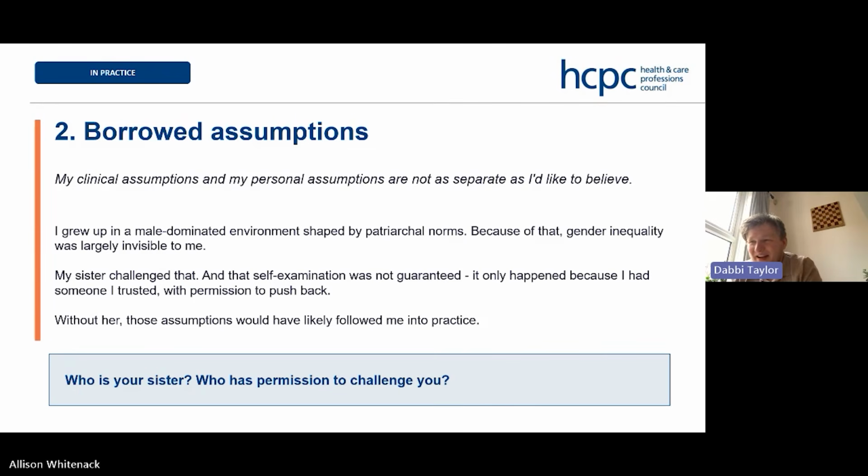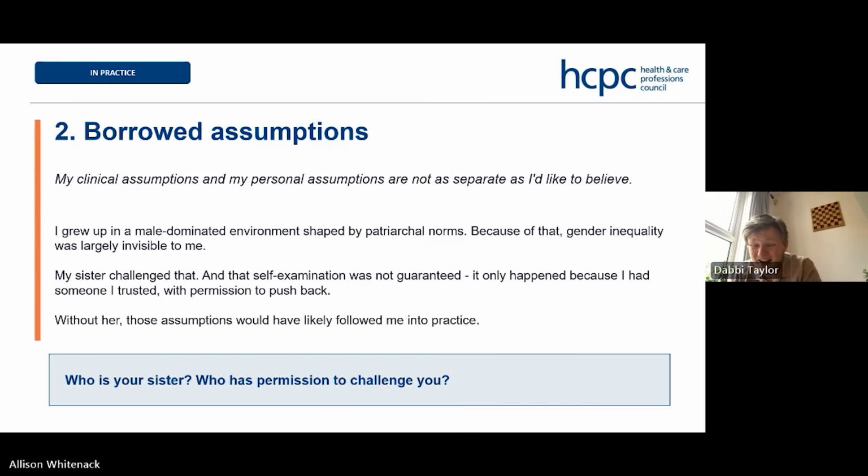And that part of me that I now like to call fragile masculinity could have traveled with me into practice, potentially shaping what I notice, what I'm missing, and what I'm taking for granted. And that's what I mean by borrowed assumptions. It's the assumptions that we inherit from our culture and from our training, and that we carry with us into the room without realizing their impact.